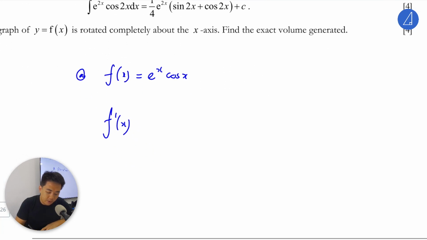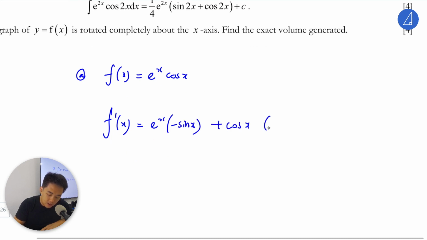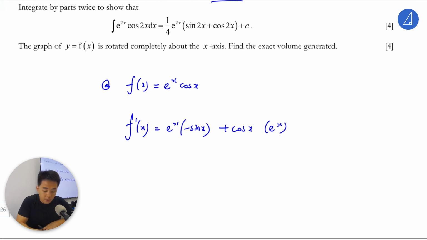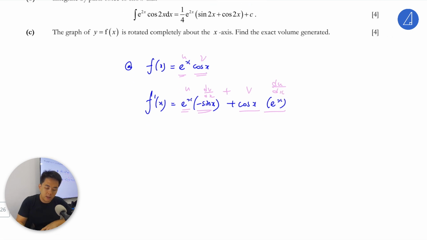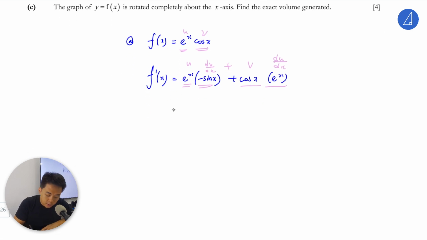We just look at f prime x, so e^x (negative sine x plus cosine x) dx. Okay, so this is the product rule: u dv/dx plus v du/dx. Then of course you could just leave it like that, or you could just factorize the e^x out. I'll just factorize the e^x out.